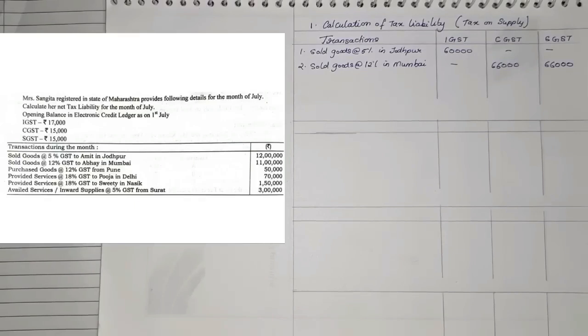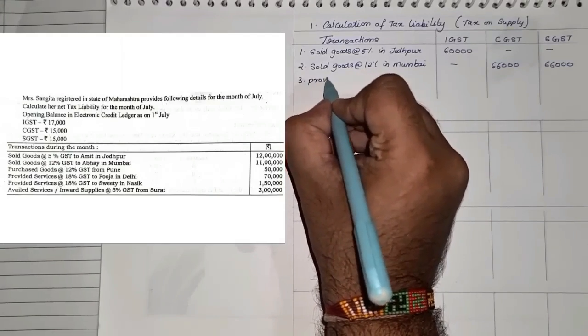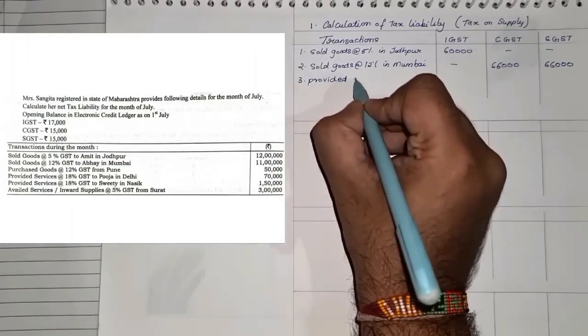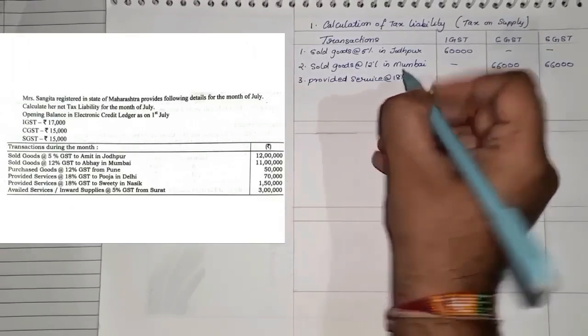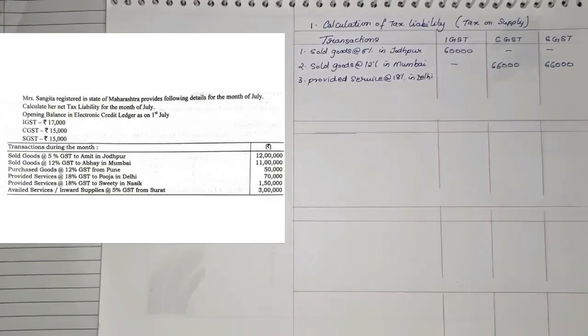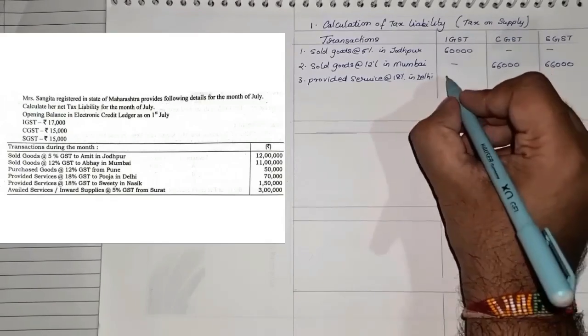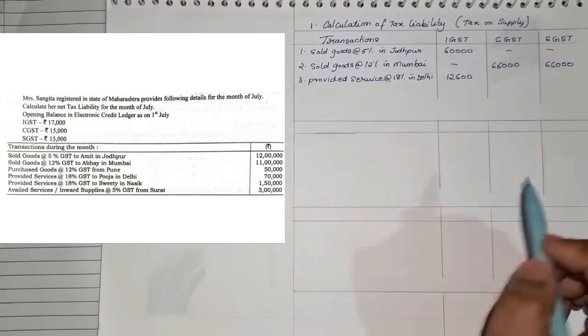If you're providing, meaning you are giving service, you're supplying, so yes, that also will come here. Third, provided services at 18% in Delhi. Maharashtra, Delhi, two different states, entire tax will be taken under IGST. So provided service in Delhi, value was 70,000, so 70,000 ka 18% is 12,600. The entire amount will come in IGST.